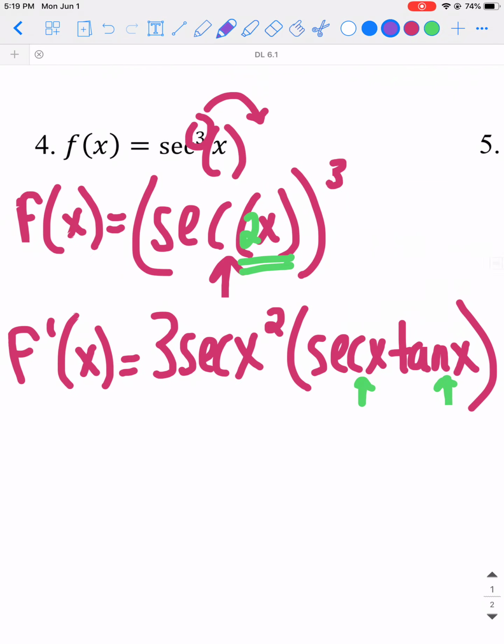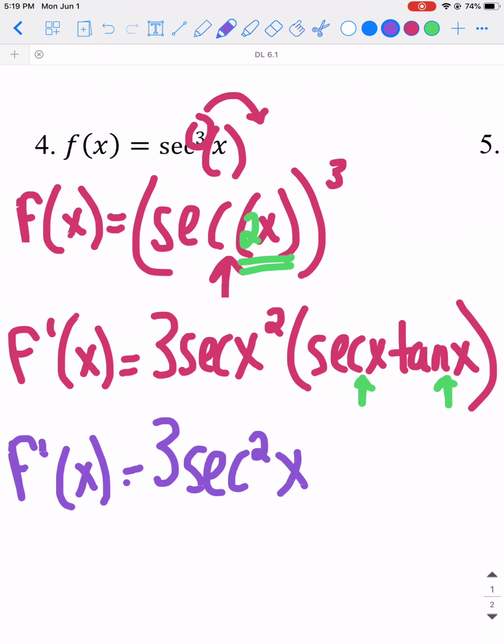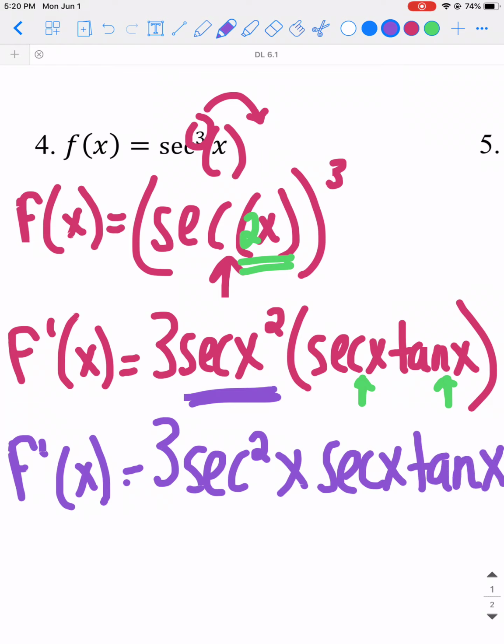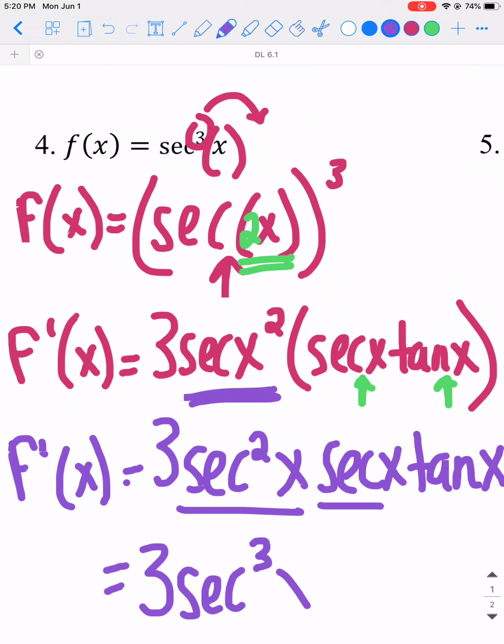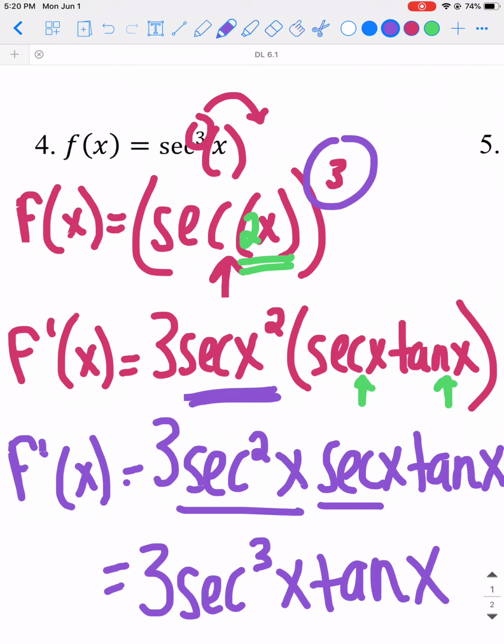So the last thing I could do, if you think about this here, I could rewrite this as f prime of x is 3 secant squared of x. We usually write that with the trig functions times secant of x times the tangent of x. So secant squared x times secant of x, that's going to give me secant to the third of x tangent x. Okay, so I would always rewrite these, put that exponent on the outside so it's clear that I'm going to use the power rule.